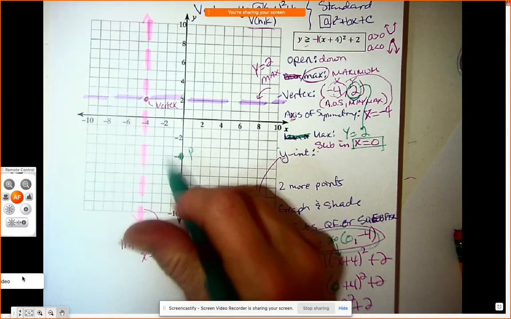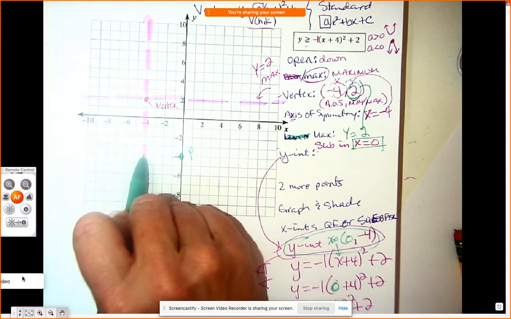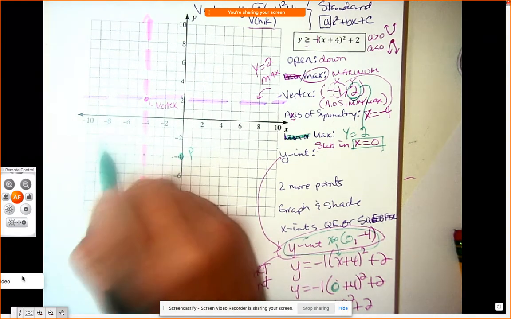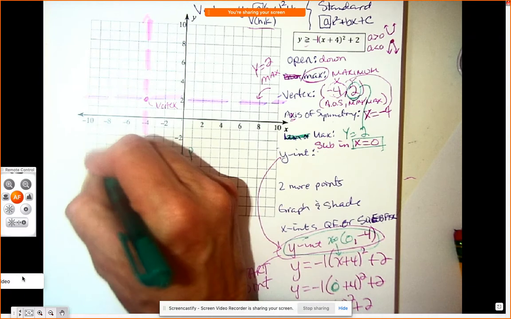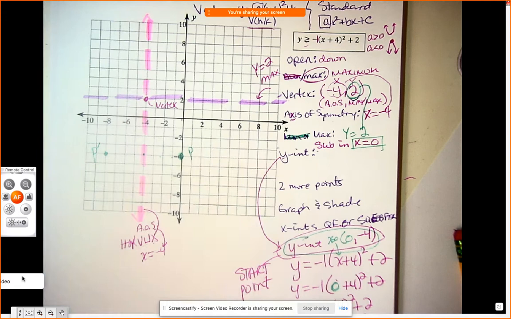Okay, and because I want you to remember that: 1, 2, 3, 4. This is 4 away from the axis of symmetry. 1, 2, 3, 4. We have its alter ego mirror image called P prime on the other side. Give it a second. I know that the skylight's messing me up.